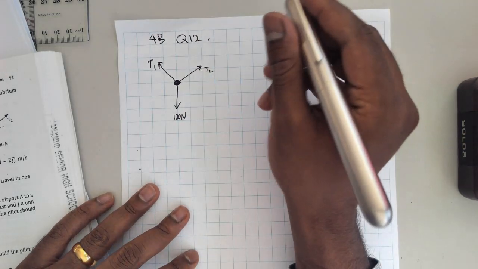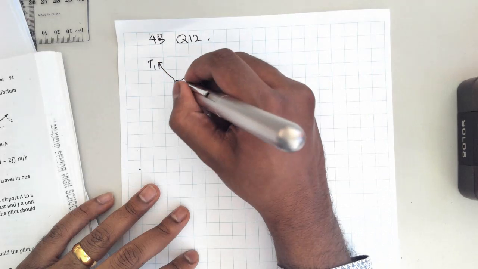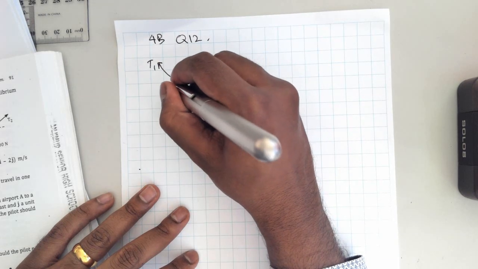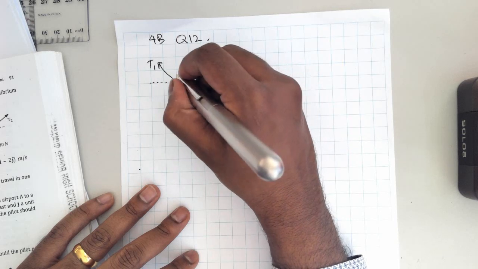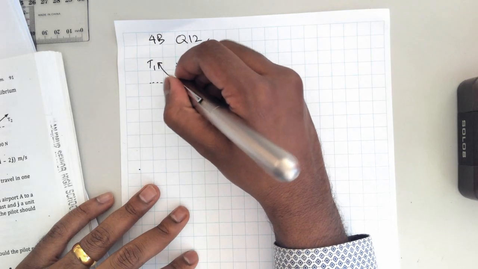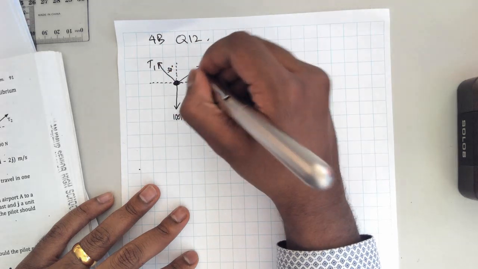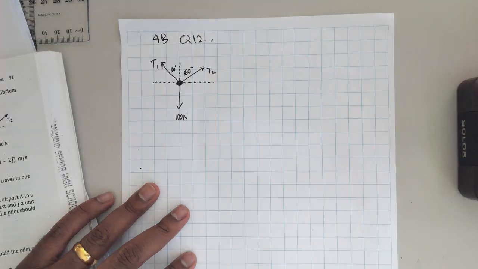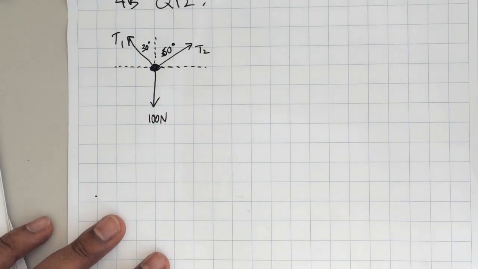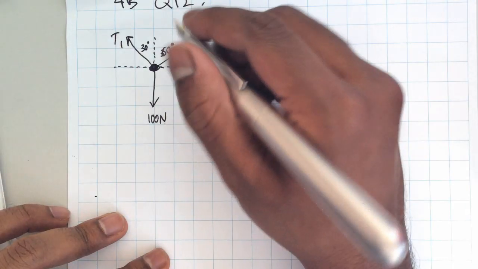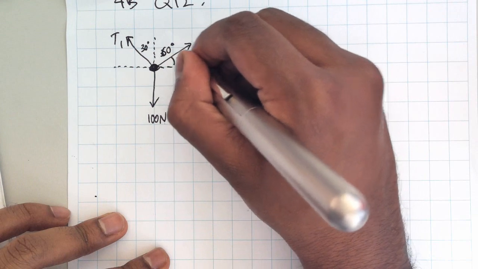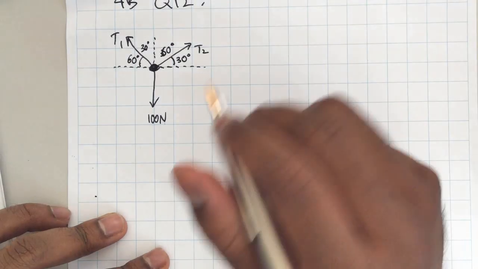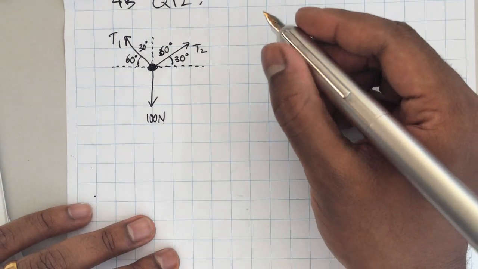So first we're going to turn all our forces into component form. But before that we're going to figure out what these angles are. So the question says that this angle here is 30 degrees and this angle here is 60 degrees. So from the horizontal, that is going to be 30 and that is going to be 60. And that's the angle we'll use for our I's and J's.